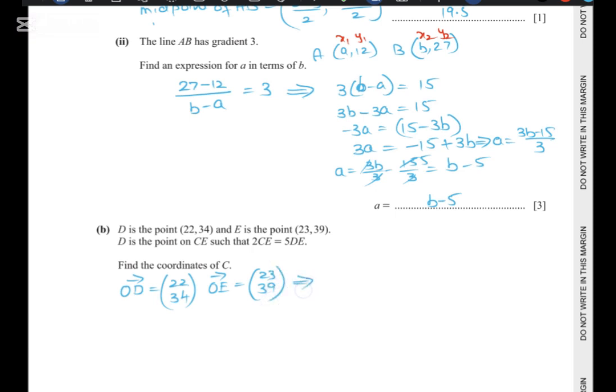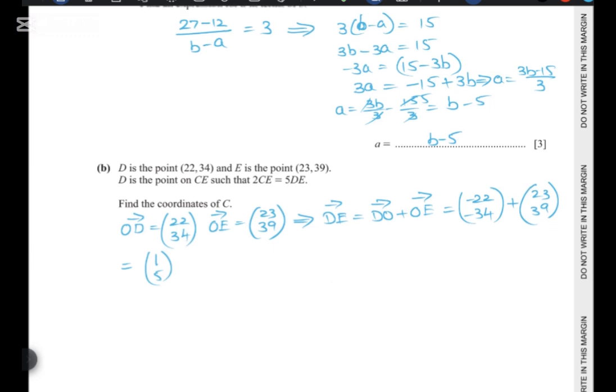We take this and find out DE. So DE will be DO plus OE. DO is nothing but the change of signs of OD. So you have to take positive 22 as negative 22 and positive 34 as negative 34. This is DO plus OE, which is (23, 39). So finally you get minus 22 plus 23 is 1 and minus 34 plus 39 is 5. So we got DE.